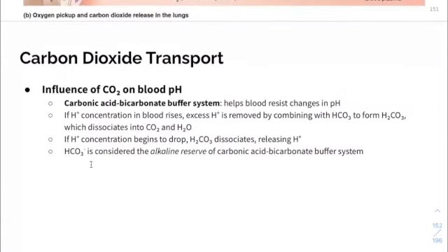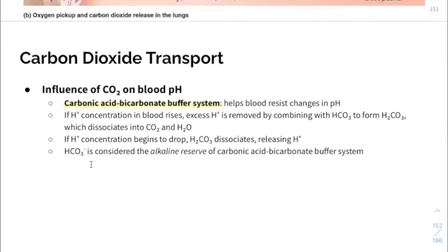So pH also plays a role in gas exchange of carbon dioxide and oxygen. But we do have what is called a carbonic acid bicarbonate buffer system because it tries to help keep our oxygen and carbon dioxide levels somewhat regulated, even if the pH in our blood changes.